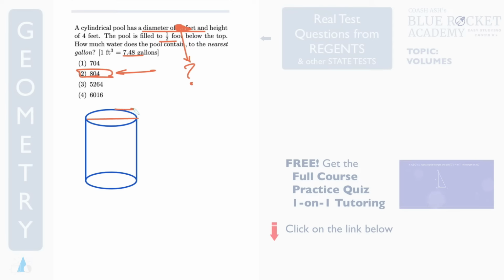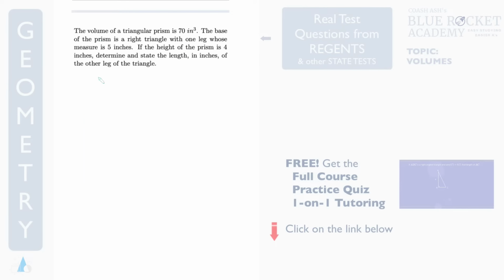Of course, this part, this is the radius. What's the diameter of this pool if the actual amount of gallons of water is 804? So comment your answers. So here, this is a little bit wordier, but actually not a very difficult problem.